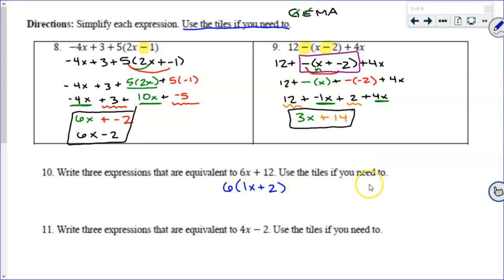As I walked around the room, this is the one that I saw most. Instead of 6 groups, what if we just had 3 groups? If we have 3 groups, how many x tiles would have to be in each group?